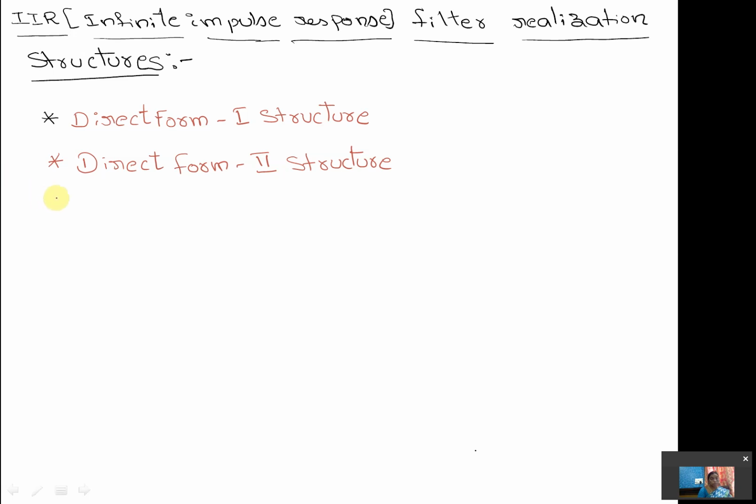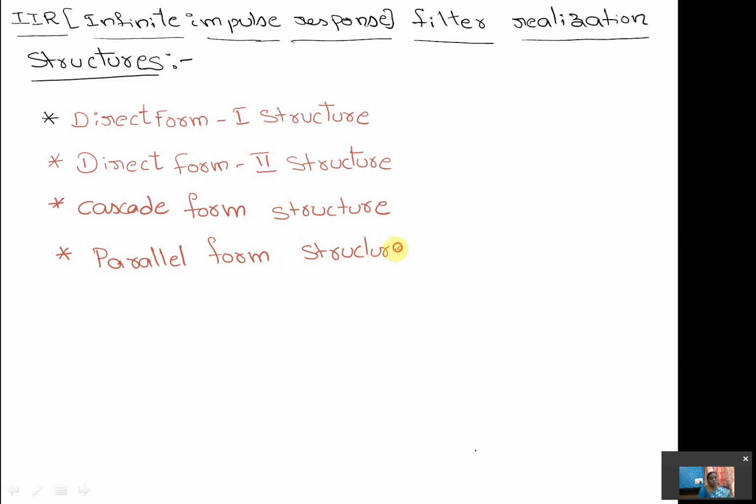Third one is cascade form realization structure. Fourth one is parallel form realization structure. Fifth one is lattice ladder realization structure. So these are the different structures. So here we will see them one by one.